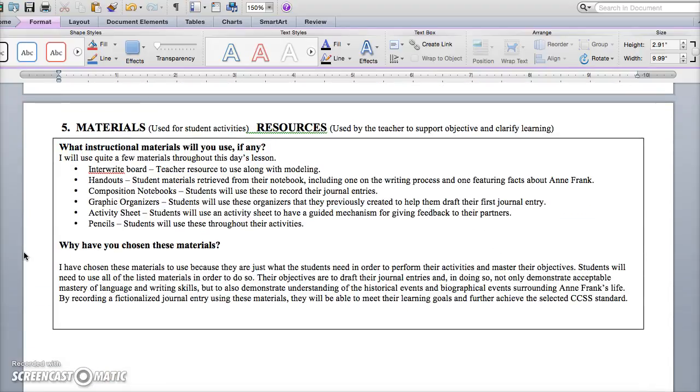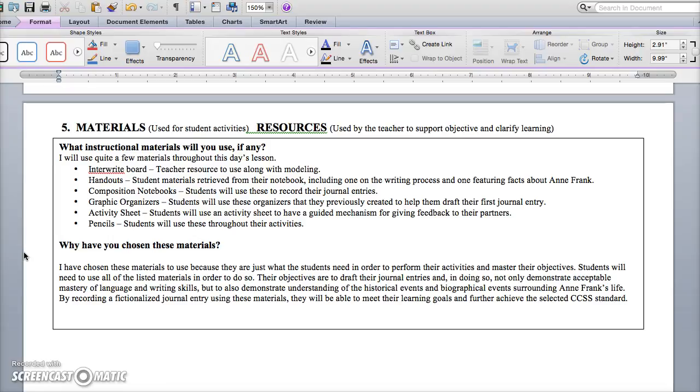Section 5, Materials and Resources. I will use quite a few materials throughout this day's lesson. I will use the whiteboard, and it will be only me using that as a teacher resource to use along with modeling. The students will use handouts, materials that they retrieve from their notebook, including one on the writing process, one regarding grammar usage, and one featuring the facts about Anne Frank and her life.